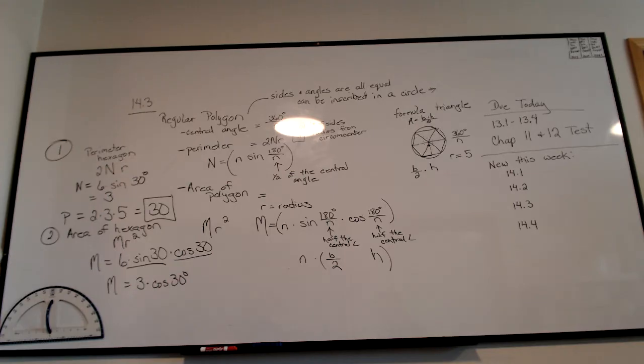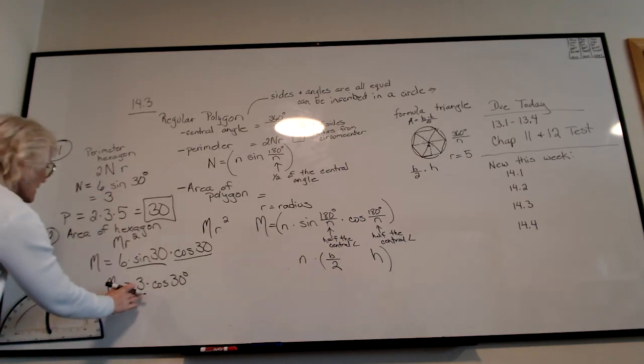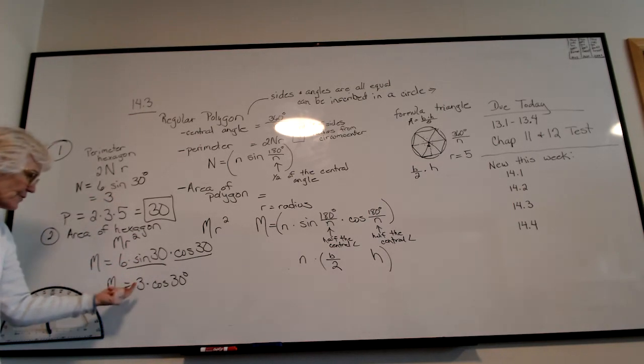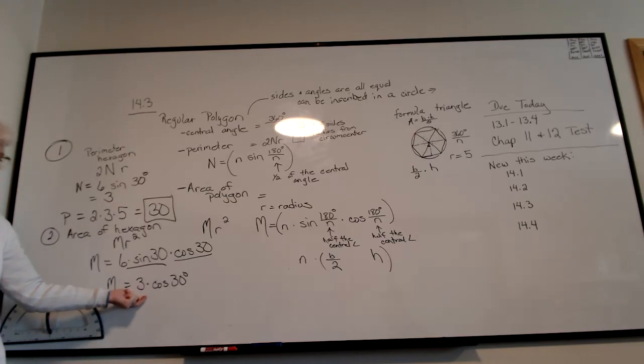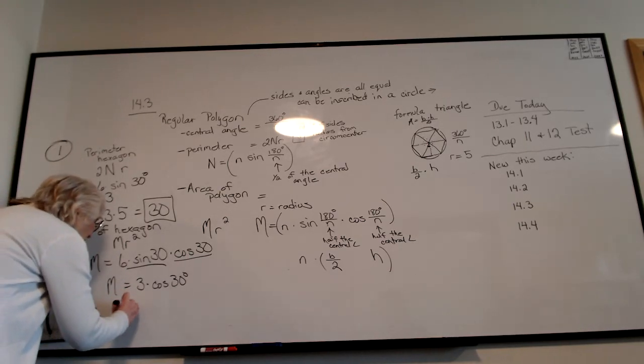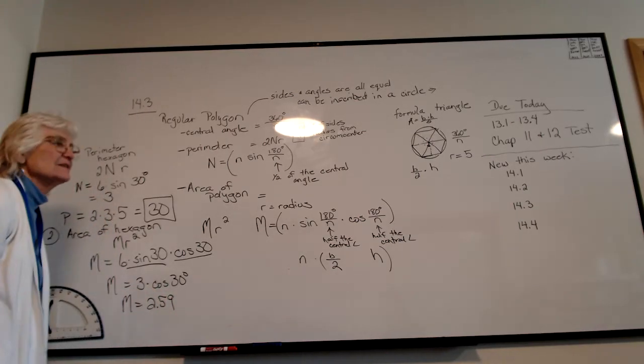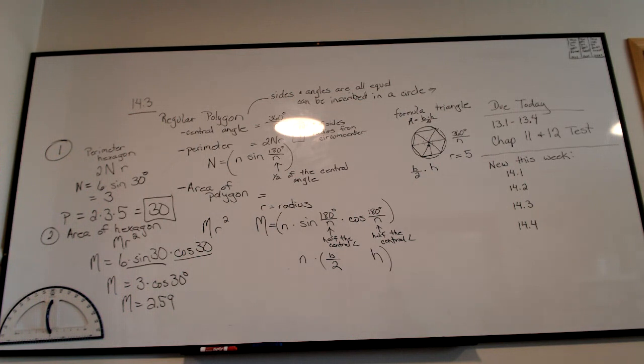So somebody figure that out. 6 times the cosine of 30, we found, was 3. Oh, so I put 3 in there. 3 times the cosine of 30 is 2.59. Okay, so m is equal to approximately 2.59. So the area now is that number times the radius squared.